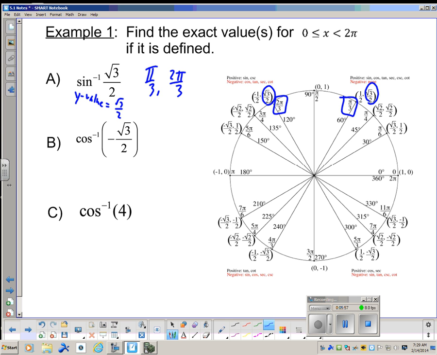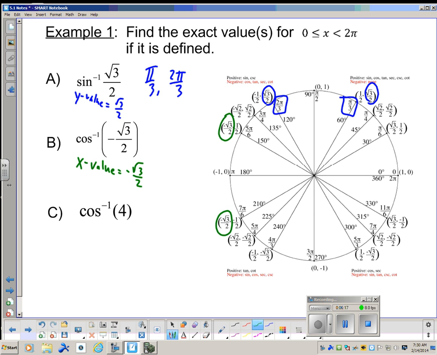Inverse cosine of negative square root of 3 over 2. Now I'm looking for the x value. Where on the unit circle is my x value equal to negative square root of 3 over 2? The x value on the unit circle, negative square root of 3 over 2, and the x value on the unit circle, negative square root of 3 over 2.